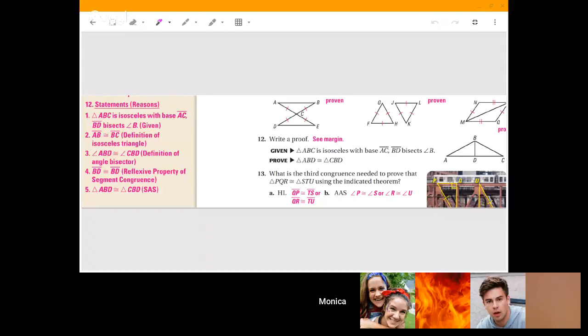Yeah, so an isosceles triangle does have two congruent sides, two sides that are the same and one that is not. So if we know that AC is the base, the two sides are going to be congruent. That will tell us that AB and BC are congruent, okay? And that will be because of the definition of an isosceles triangle. Now, if we look at this part here that says BD bisects angle B, what do we know about that? What does that tell us?